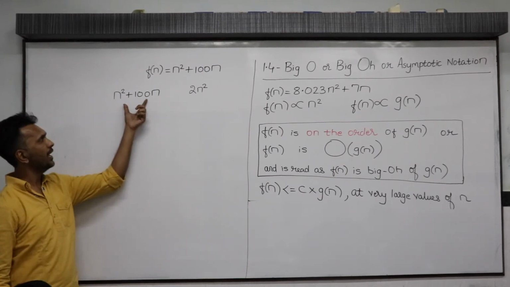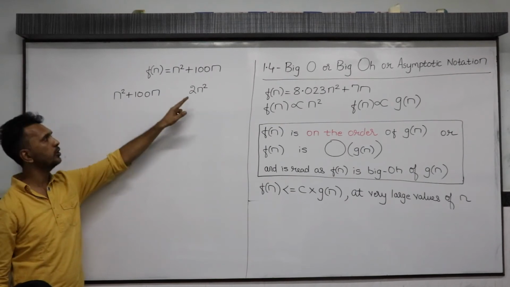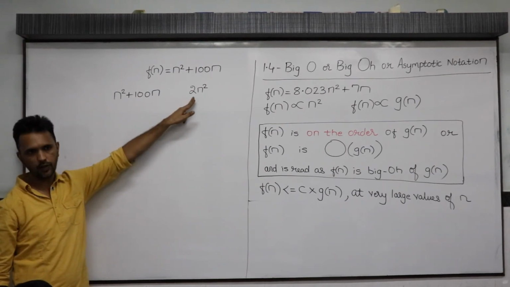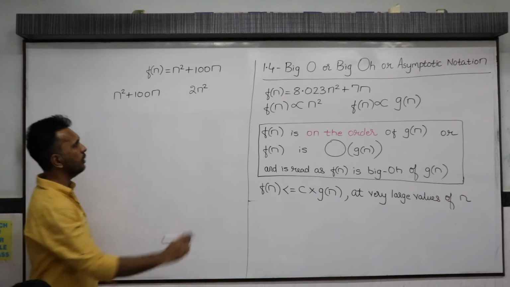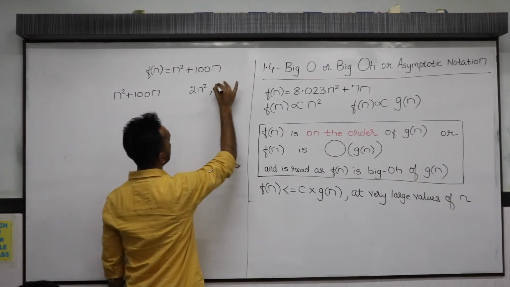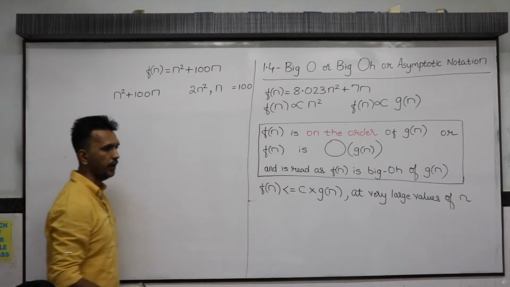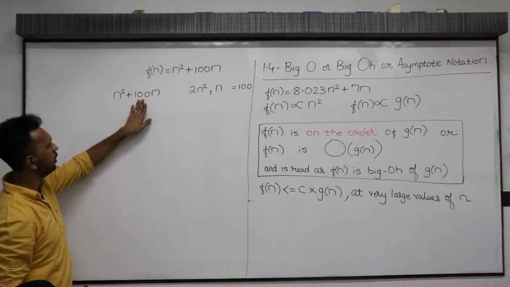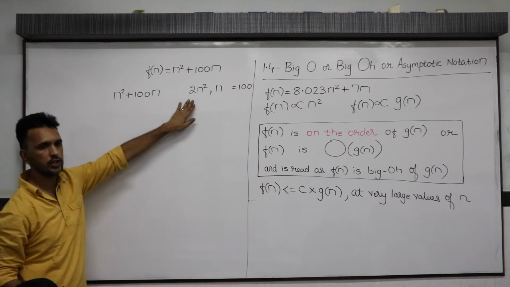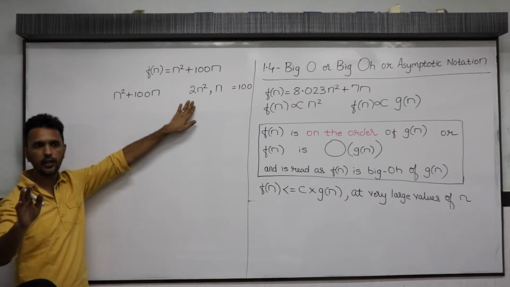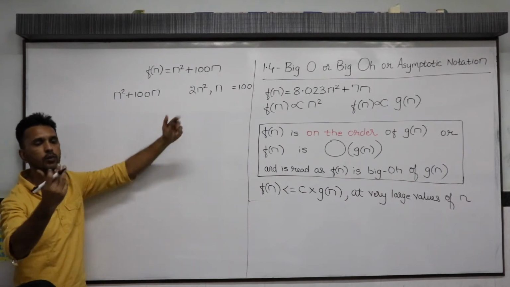Now I will call this LHS, left hand side. I'll call this RHS, right hand side. Okay. Now tell me one simple thing. If n is equal to 100, what is the relationship between LHS and RHS? Relationship means, are they equal, lesser, greater? What is it?